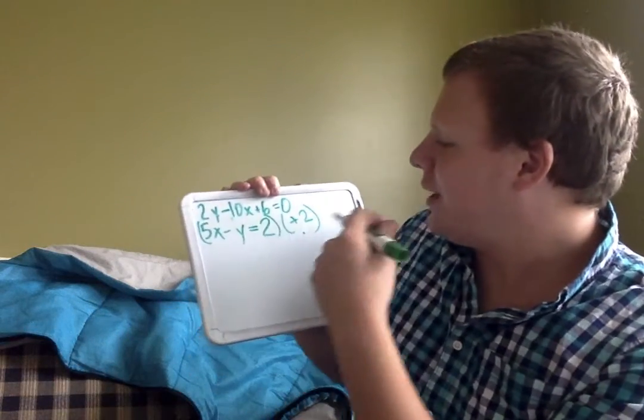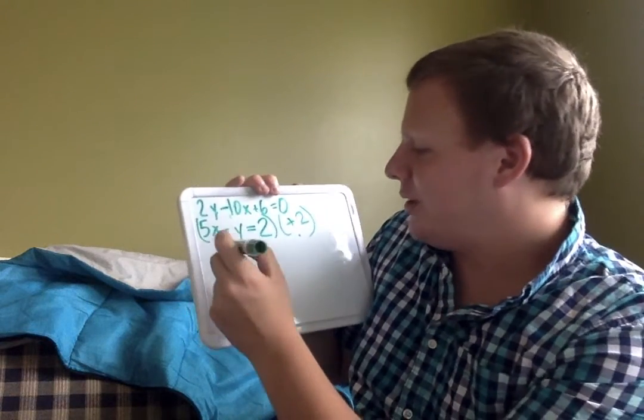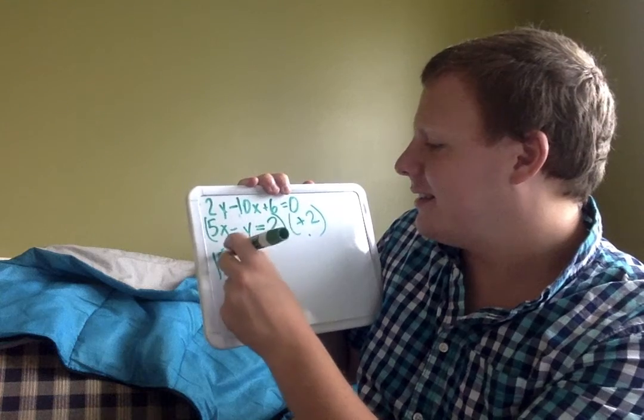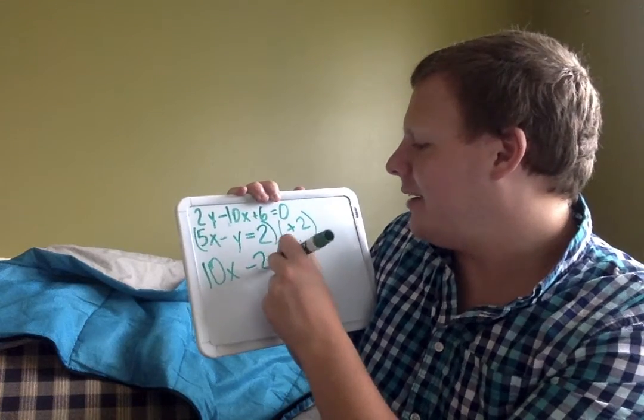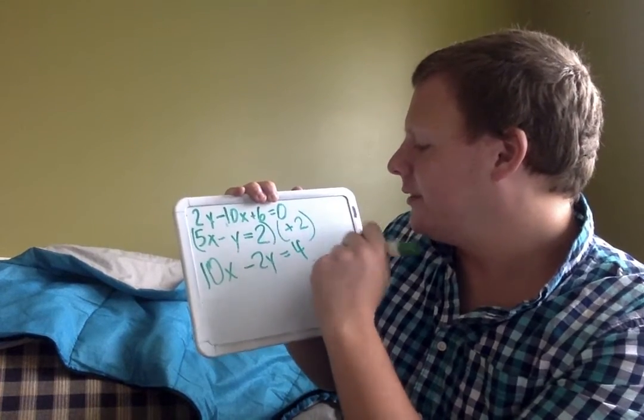Ah, I wrote the problem down wrong, didn't I? That makes sense? Thank you for catching that for me. Okay, so we'll multiply our equation by +2. Good. So we'll have 10x minus 2y equals 4.